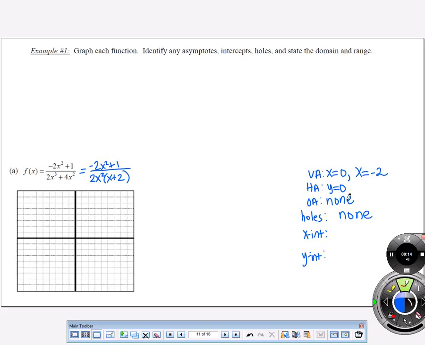All right. X-intercepts. How am I going to go and find those? What can I focus on? Numerator, and doing what with it? Set it equal to 0, right? Because basically, if I set y equal to 0 in this function, when will this fraction equal 0? Only when the numerator is equal to 0.